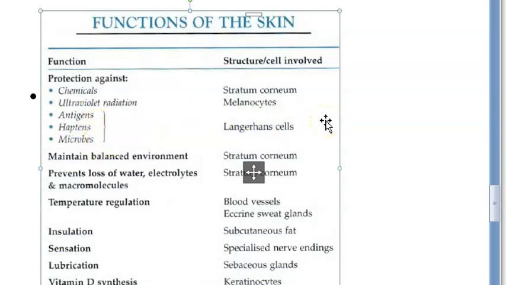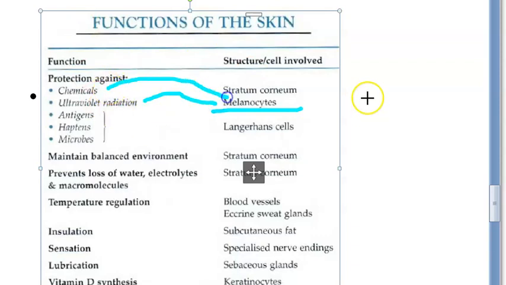Even worms and all will try to enter by the skin. Who is protecting you? Especially your epidermis, that is your stratum corneum. And who is protecting your immune system? You saw that the Langerhans cells protect you from all these antigens, haptens, microbes, etc. Melanocytes make melanin, so it will protect you from ultraviolet radiation. Chemicals as such, you can remember, the stratum corneum is protecting you.